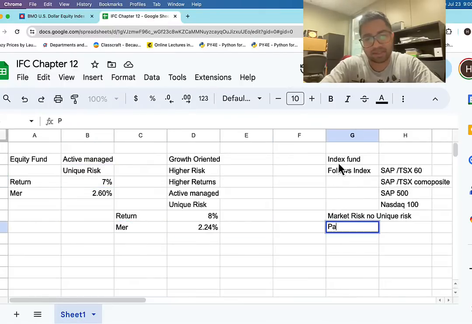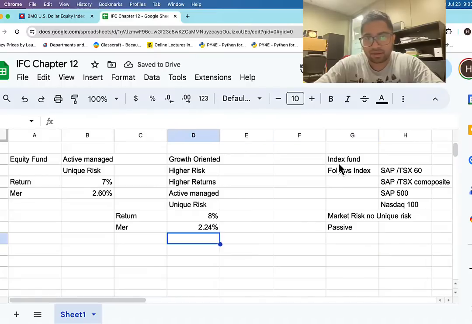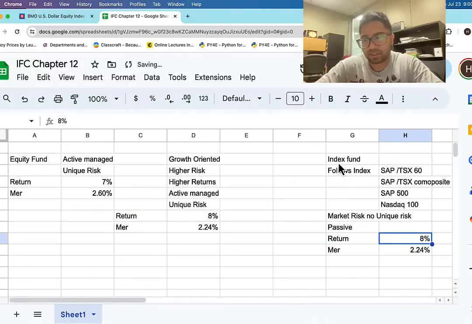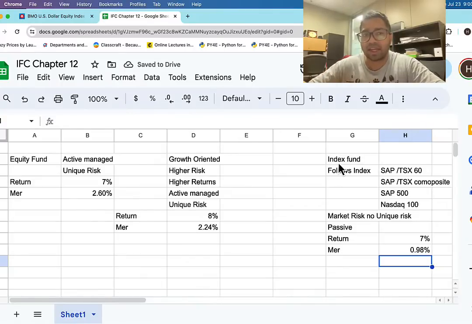Second, they are passive. Okay, and the returns and MERs are as follows that we saw. Returns were around 7% and the MER was 0.98%. So lower MER than actively managed equity funds and growth funds.